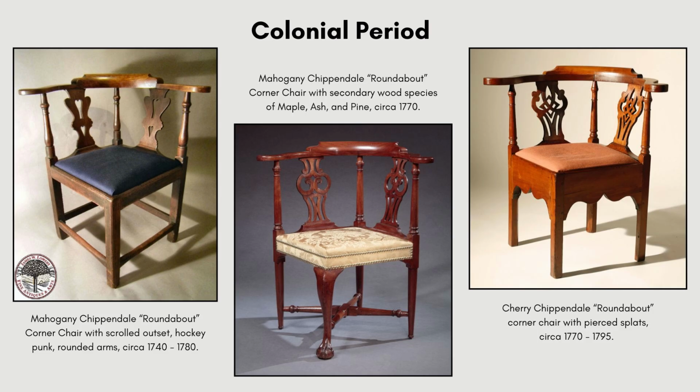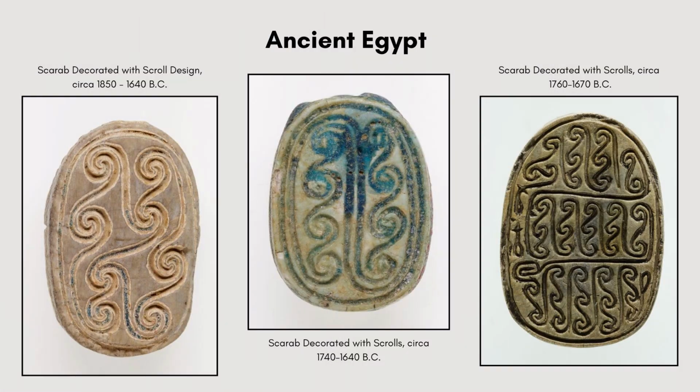The plant stand has another similarity with the middle chair shown on screen, other than the fact that they both belong in corners. The scroll-like shape in the middle of the plant stand is very similar to the two scroll-like shapes on the backrest of the chair. Secondly, I'll be discussing ancient Egyptian scarabs.